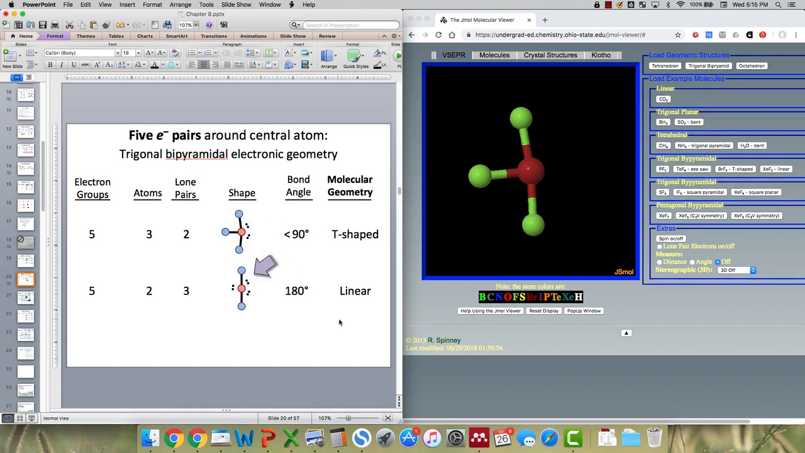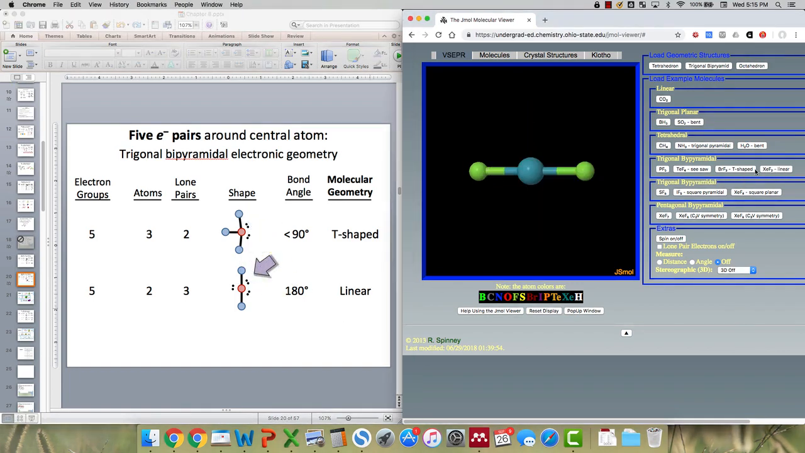Now let's move on. Let's do the linear one. And hey, it's a straight line. That's pretty straightforward. But again, the lone pairs go here. And so if you include the lone pairs, and they're 3 different colors because there's 3 different lone pairs here, then that makes the electronic geometry trigonal bipyramidal, even though the molecular geometry is linear.